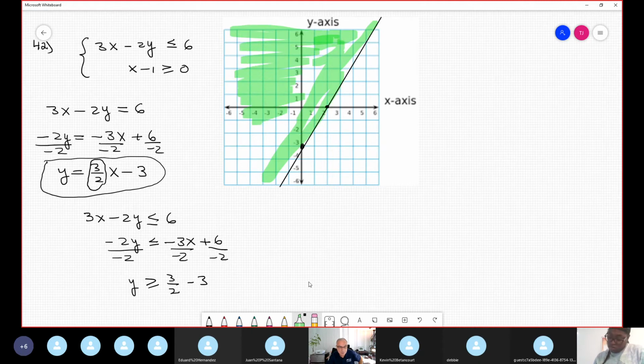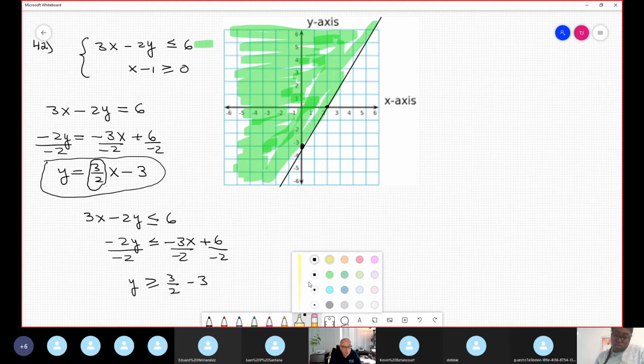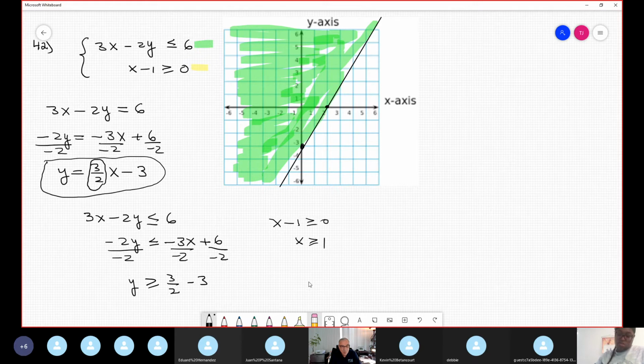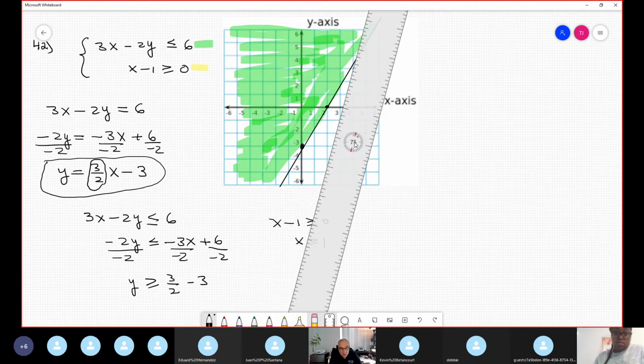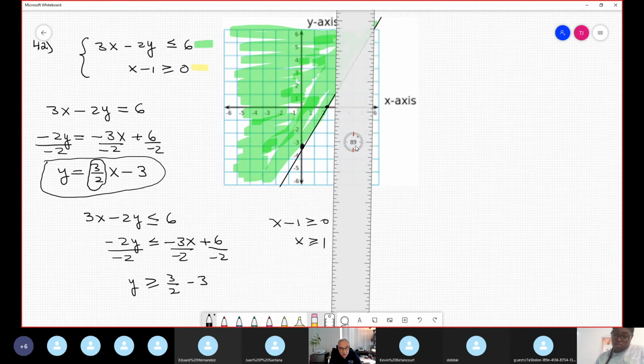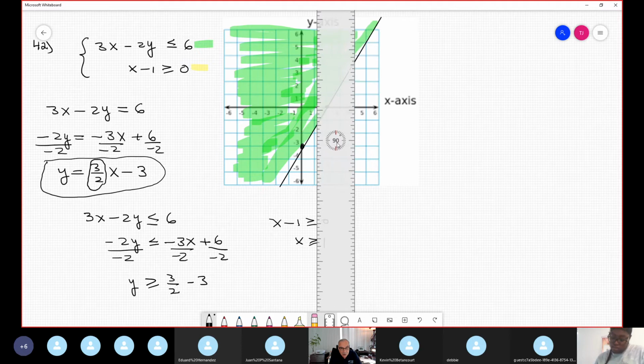I need to do the same in both inequalities and finally intersect. The green part represents this. The yellow, I have no idea. But it's easy. It's easy because x minus 1 greater than or equal to 0 represents x greater than or equal to 1. It's a vertical line, 90 degrees, passing through 1.